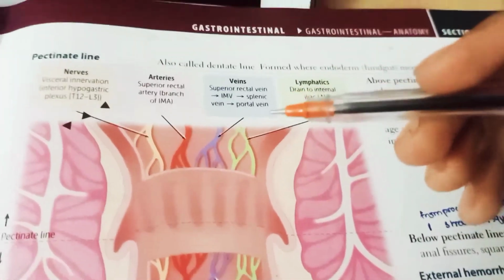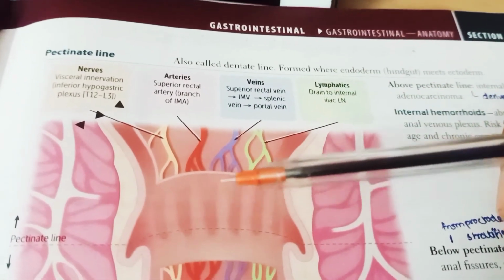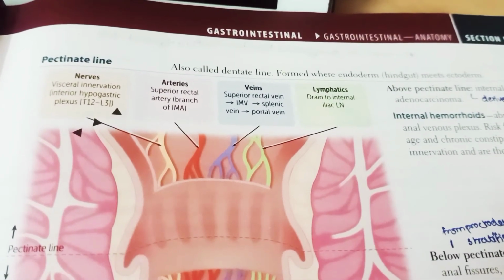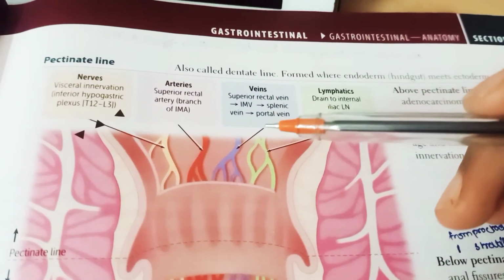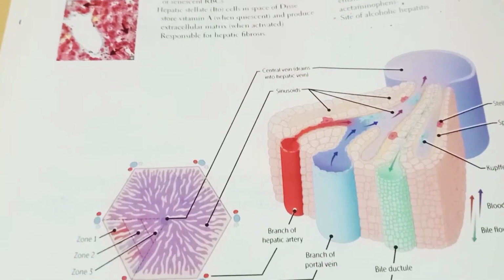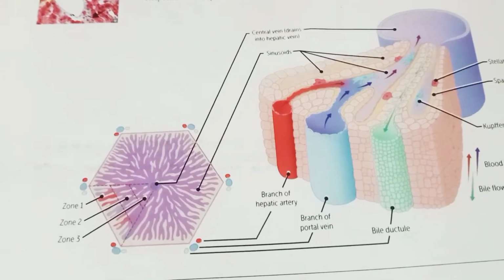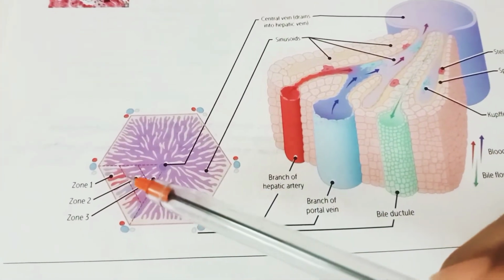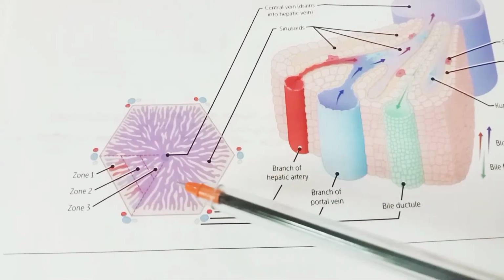So actually, above the pectinate line, the types of hemorrhoids are associated with portal hypertension. Because of portal hypertension, they may affect the above pectinate line hemorrhoids. Now let us discuss liver tissue architecture. The main functional unit of the liver is these hexagonal shaped, arranged lobules.